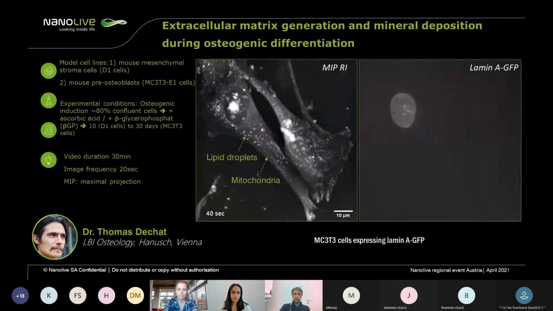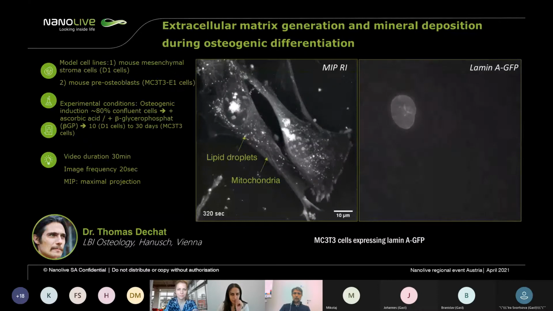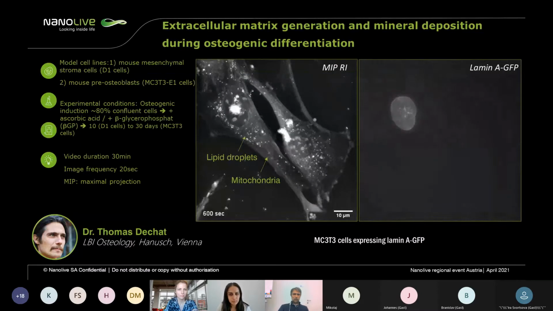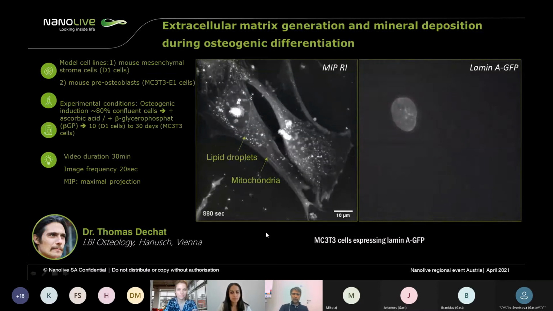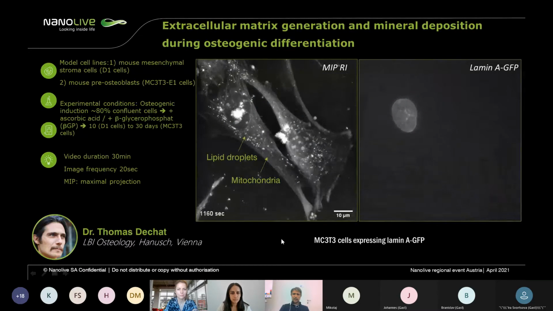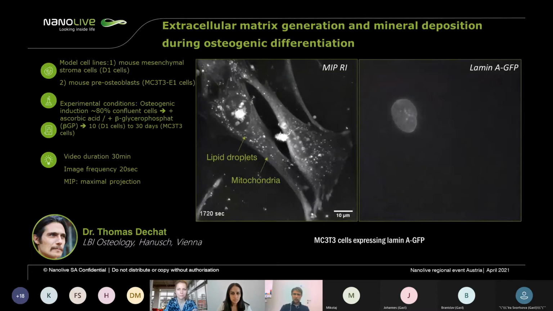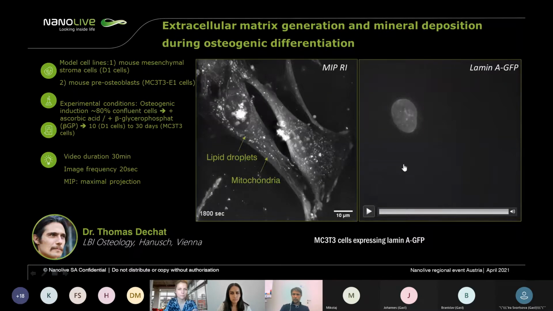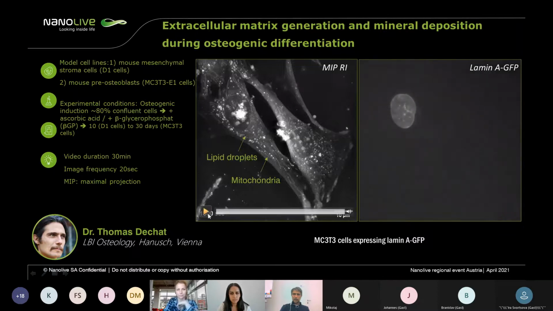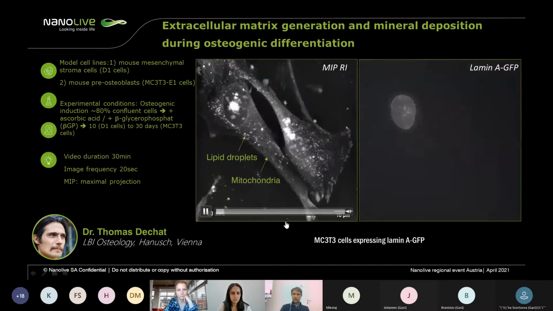Next, we also tried, because I wanted to see how the fluorescence looks, we transfected the cells with lamin A GFP. Lamin is a component of the nuclear lamina and of the nuclear envelope. So what you can see here is the lamina and the nucleus stained. This is a transfected cell.